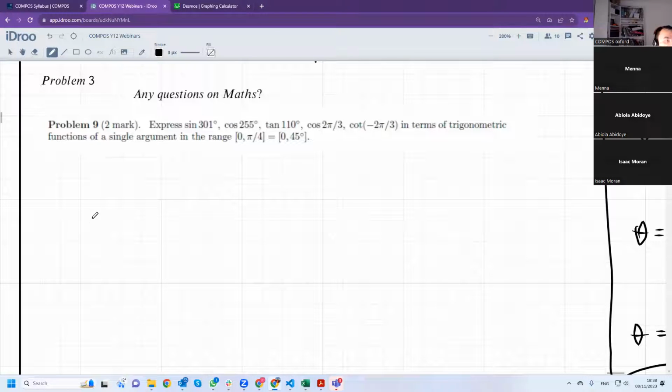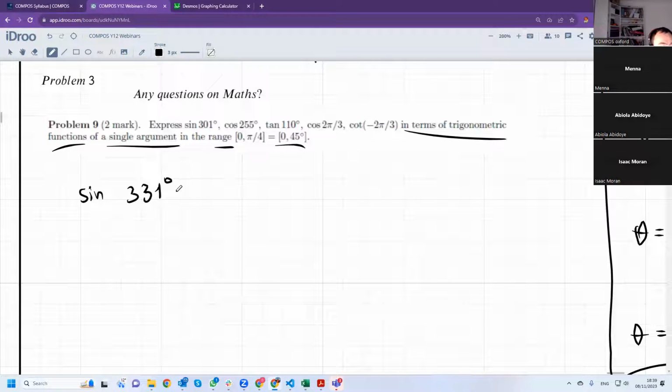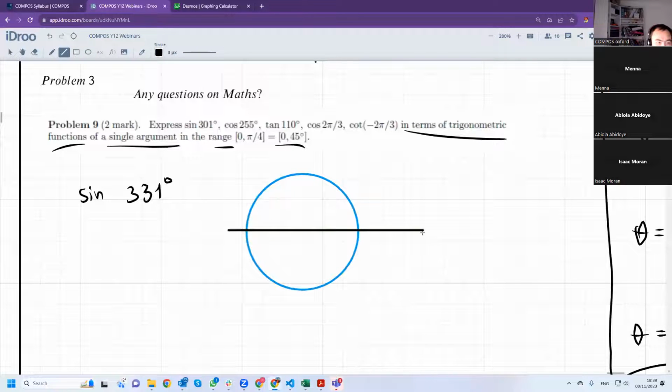Now let's take an example. Sine 331. Okay. You need to express it in terms of trigonometric function of a single argument in the range 0 to 45. Well, sine 331. So let's first try to locate 331. Where is sine 331? Well, 331 is somewhere here. 331 degrees.